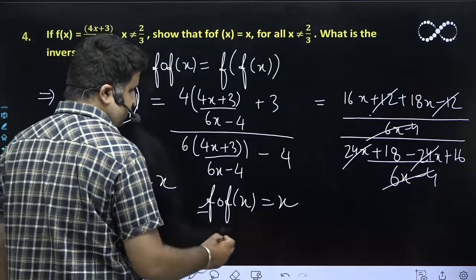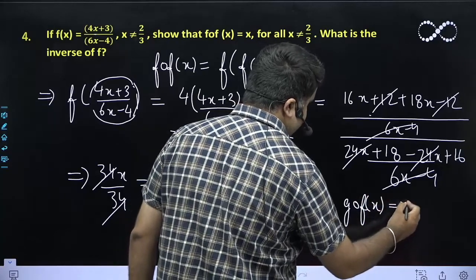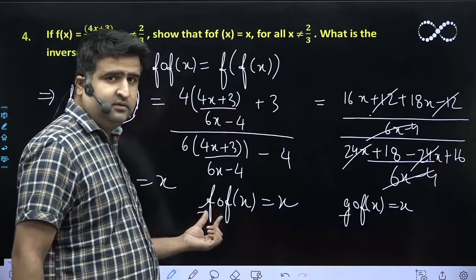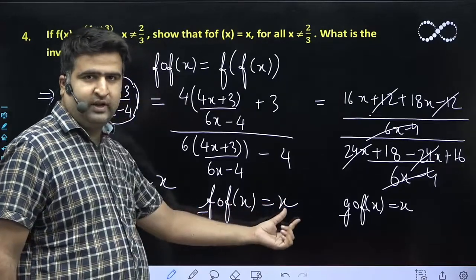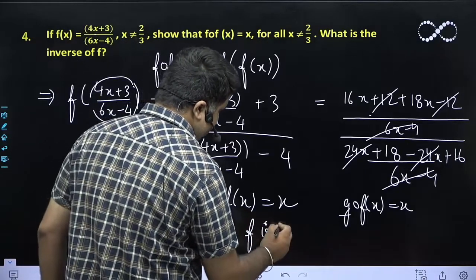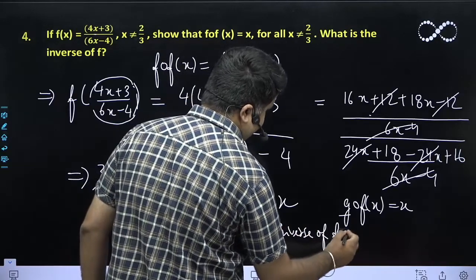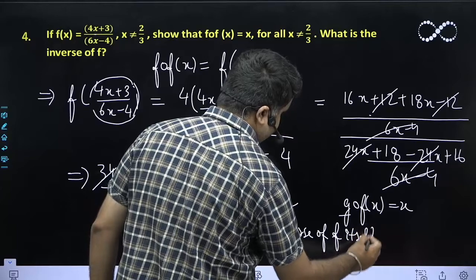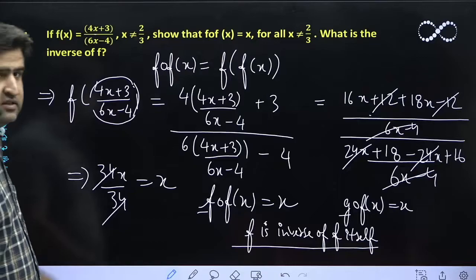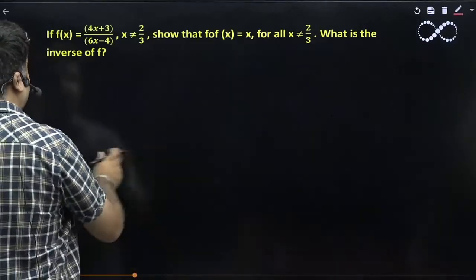Okay. So if we have g of f of x is equal to x, in such case g is the inverse of fx. But if this is the case that we are getting f of f of x is equal to x, in this case f is the inverse of f itself. Okay, so that's how we solve this type of questions. Moving on to the next question.